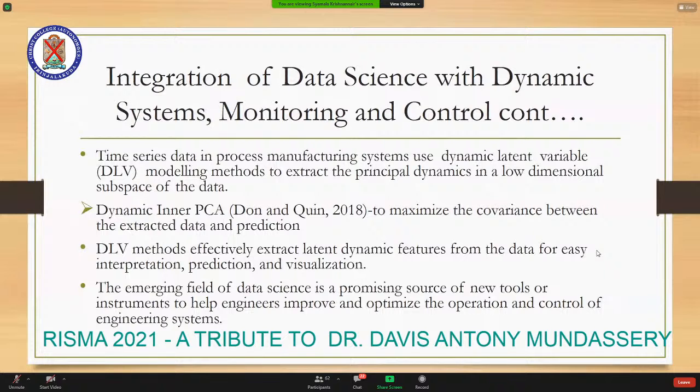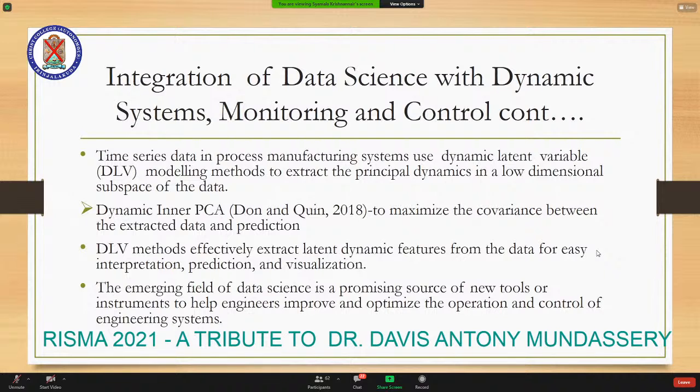So I normally use spectral techniques to pre-process the data. Then I use the normal linear or non-linear technique to detect the faults from the pre-processed version of the data. Dynamic latent variable methods effectively extract latent dynamic features from the data for easy interpretation, prediction, and visualization. Each and every method has its own advantages and limitations. So the right selection of the model for the right process is very important, because some processes are very complicated, or very noisy, or have highly correlated variables. So we need to be very careful about which model we are going to use.